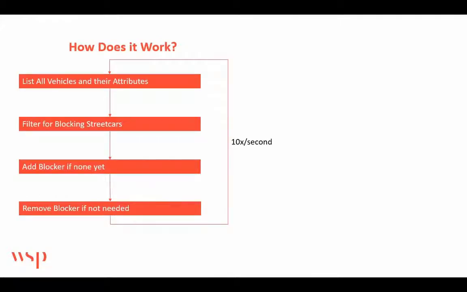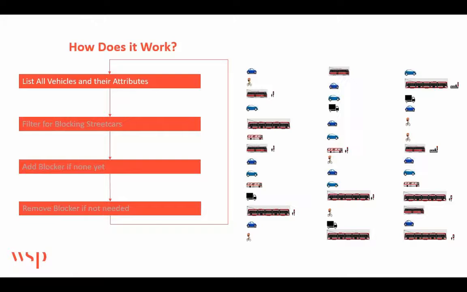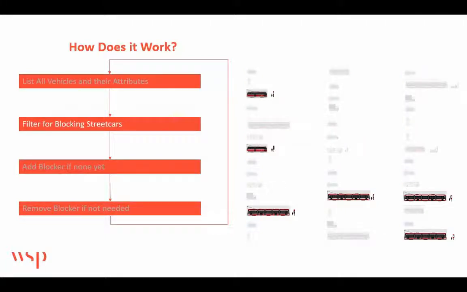So these two components are used in a larger Python program that executes at every time step, in my case, 10 times a second. First, Python gets a list of all vehicles as well as their attributes, such as their vehicle type, their speed, their acceleration, their door state, and even their dimensions. Next, Python filters the list down to include only the vehicles that qualify as a blocking streetcar. Next, for every blocking streetcar in the resulting list, if there's no dummy blocker vehicle next to the blocking streetcar, add a dummy blocker vehicle to stop the curb lane traffic.